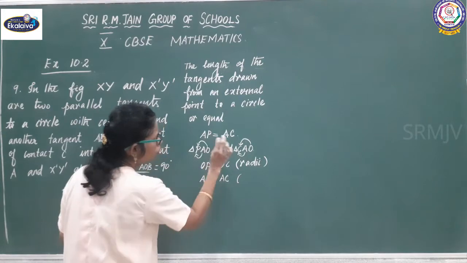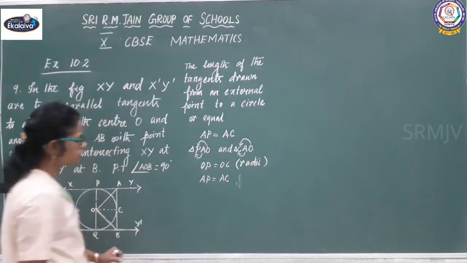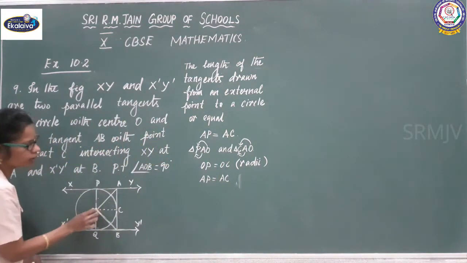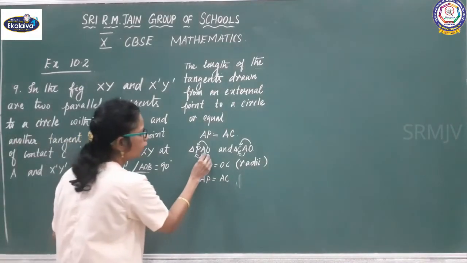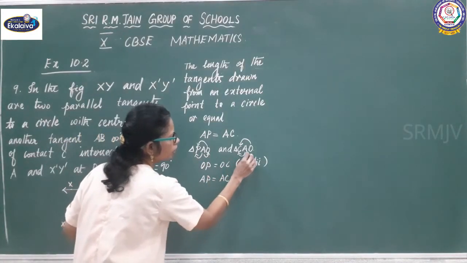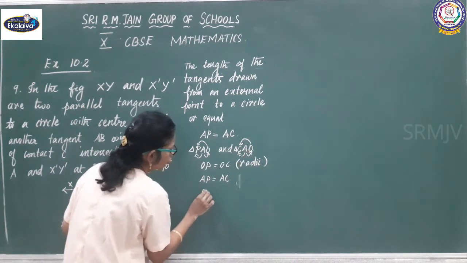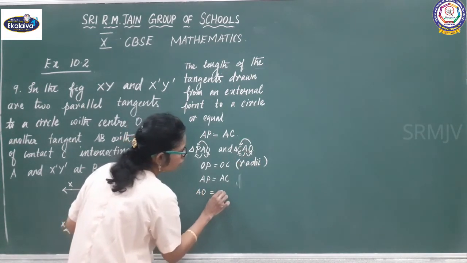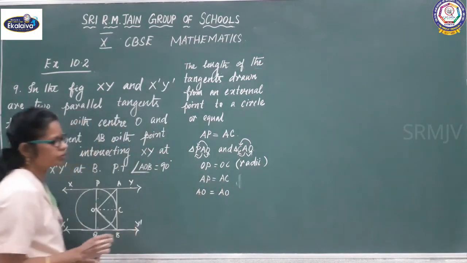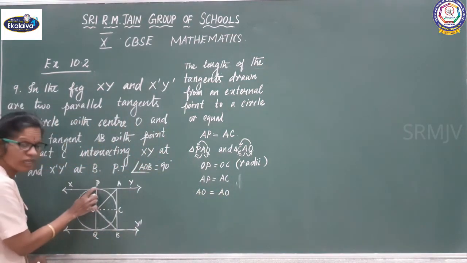AP equal to AC. Next, OA. OA is a common side, right? OA or AO? AO equal to AO, right?